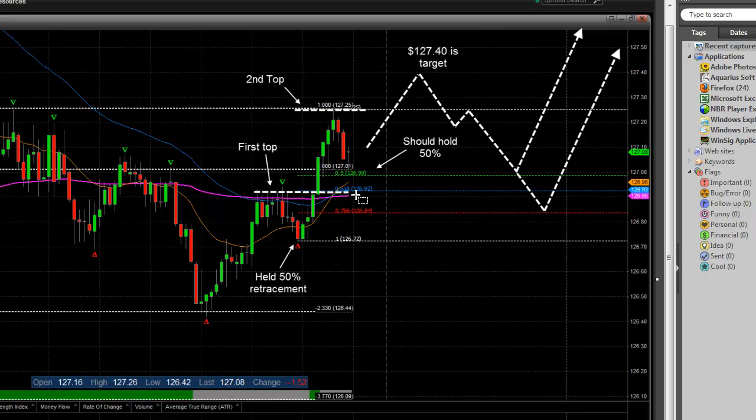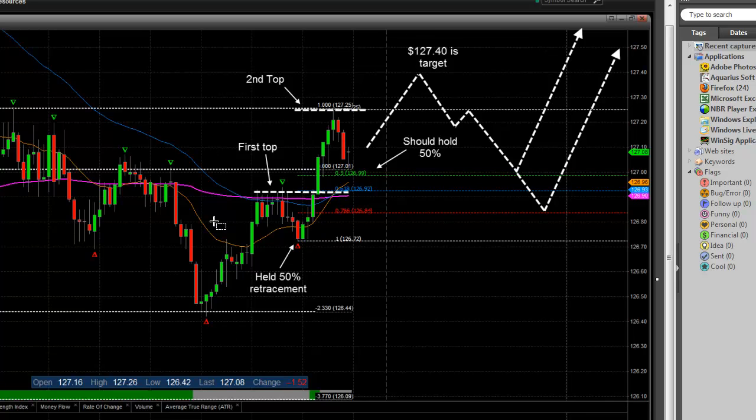But the fallback to my original weaker pattern was, if we broke this level of the bottom of this B wave at 126.72, that opened up again the possibility of further weakness and a retest of the low of the day, and possibly moving to the low targets that we had on the earlier forecasts. So I didn't change my viewpoint. I was just saying this move looks stronger.